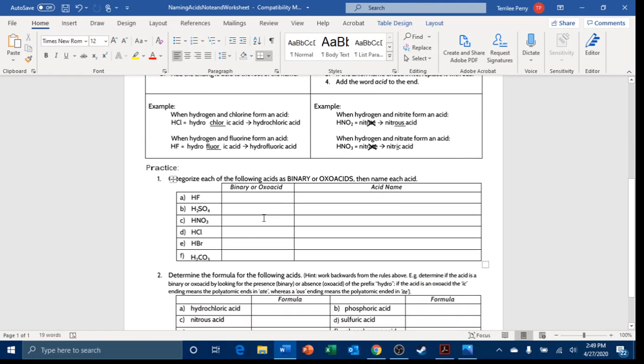The examples are down here too, so let's go ahead and do both of these at once. It's the same thing that's up here. Okay, so let's just go through it one time. You can follow along on both of them, or either one you want. Okay, so HF is right here. You know that it's binary because it doesn't have oxygen.